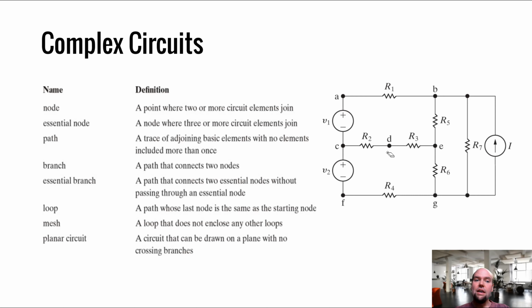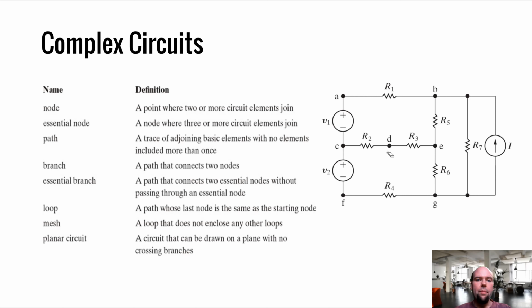An essential node, being 3 or more things joining together, is critically important because that is a node at which currents can change. That's a node at which the currents flowing in are not necessarily the same as the currents flowing out, because you have at least 3 branches. So you could have current flowing into one that might be split across the other 2 or any other combination thereof. It's a place where currents change, basically.